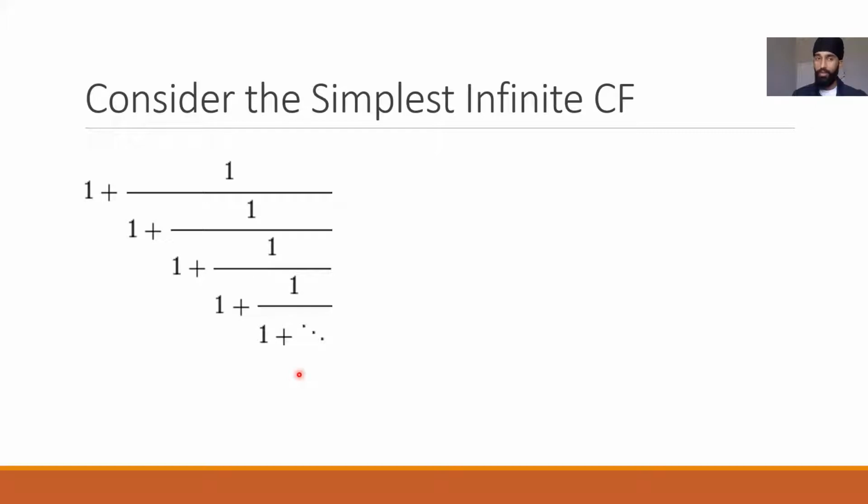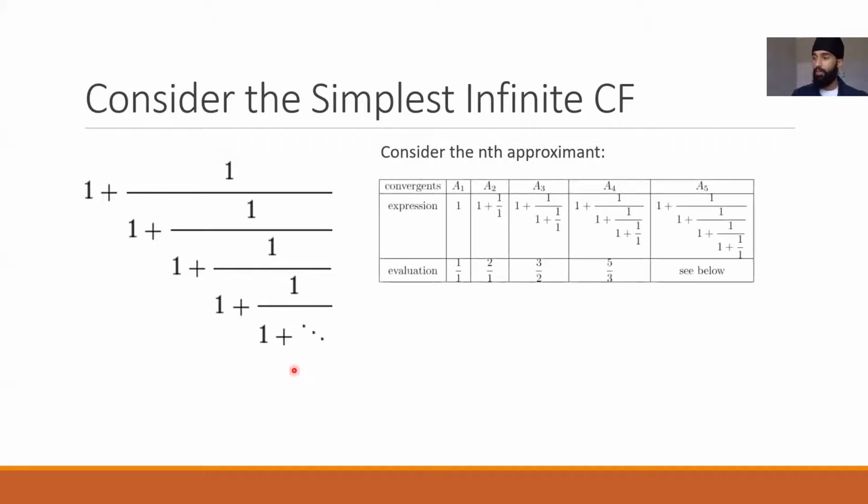Suppose you didn't know the trick and you wanted to evaluate it in your own way. The most natural way would be to consider the nth approximants. The idea is that you truncate at finite points in the fraction and evaluate it. This table explains that. The index expresses how deep the truncation goes, and then the expression is what the truncation looks like. And finally, these are the evaluations of it.